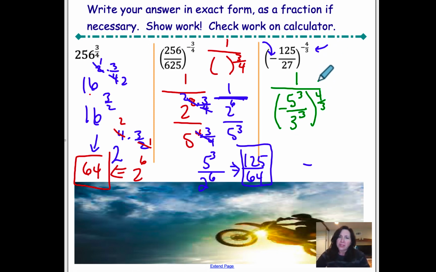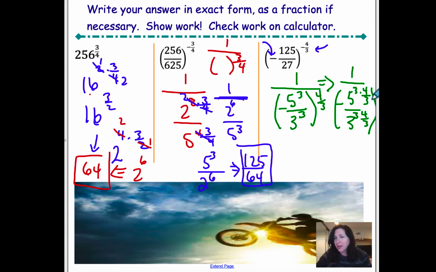And so let's rewrite this as 1 over the opposite of, these are going to cancel. Ooh, these are going to cancel. That's not going to make that negative. Ooh. All right, so be careful. So this right here, watch what happens. This is what I'm saying. This is 5 to the 3rd to the 4/3 power over 3 to the 3rd to the 4/3 power. And so what happened was my 3's are canceling. So now it's not a cube root anymore.